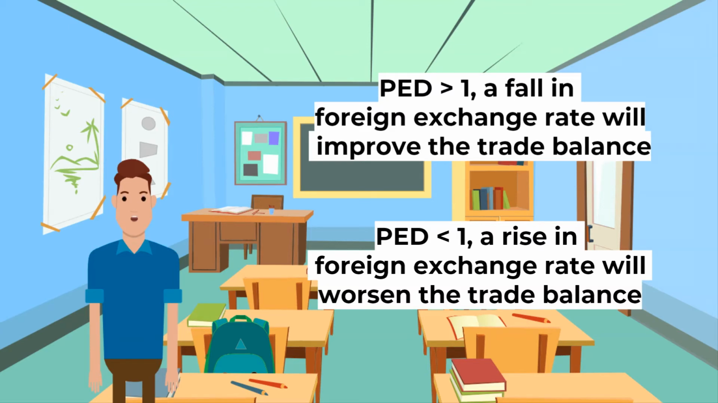Hence, we can conclude that when PED is greater than 1, a fall in the foreign exchange rate will improve the trade balance, reduce deficits of the country as exports will rise relative to imports. On the other hand, when PED is greater than 1, a rise in the foreign exchange rate will worsen the trade balance, but reduce surplus of the country as imports will rise relative to exports.